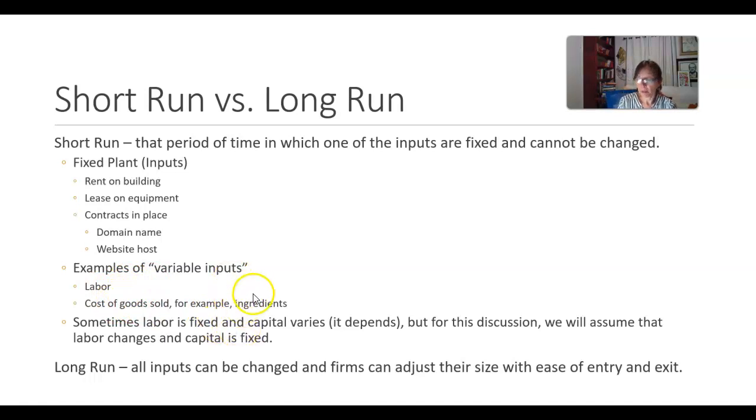Sometimes in economics, you'll see a situation where labor is fixed and capital varies, and you'll probably get into that later on. But for this discussion, we're going to assume that it's labor that changes and capital that stays fixed. Okay, so short run, at least one input does not change. Long run means all the inputs can change and the firms can adjust their size with ease of entry and exit.